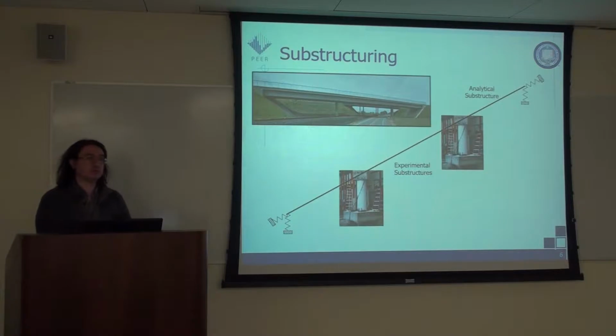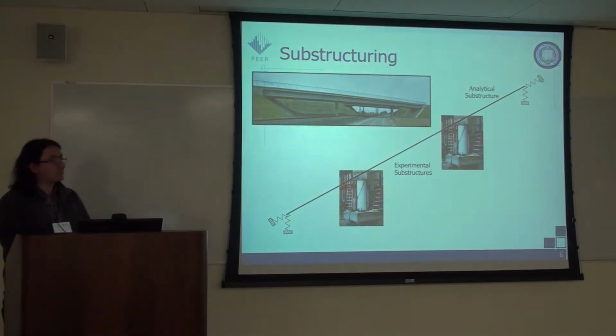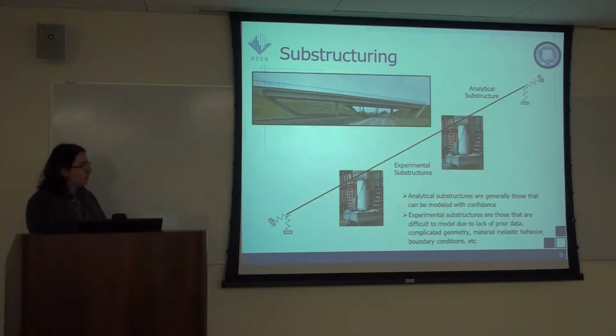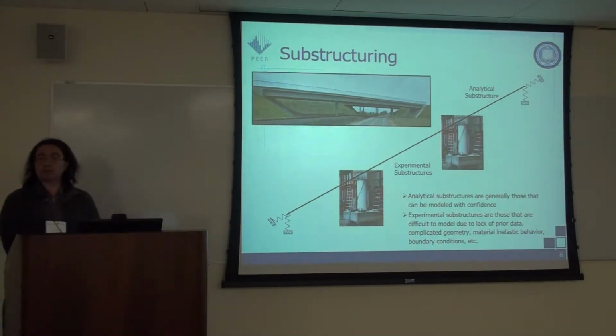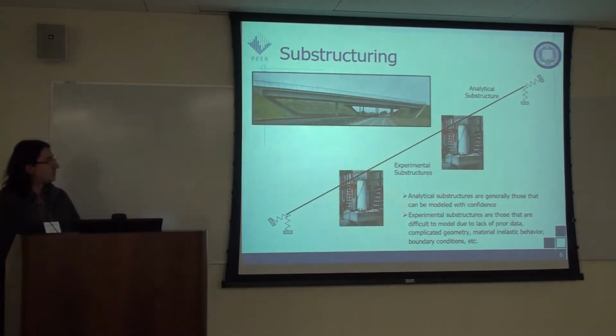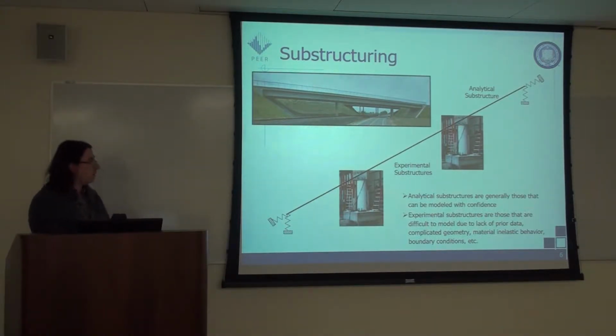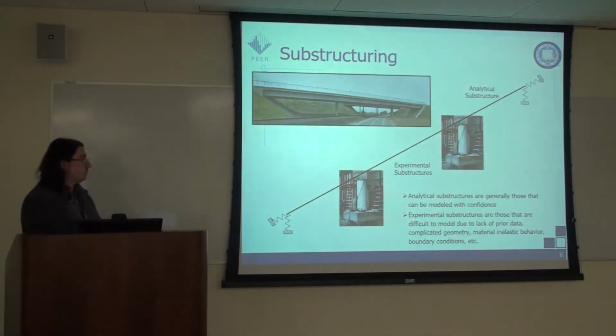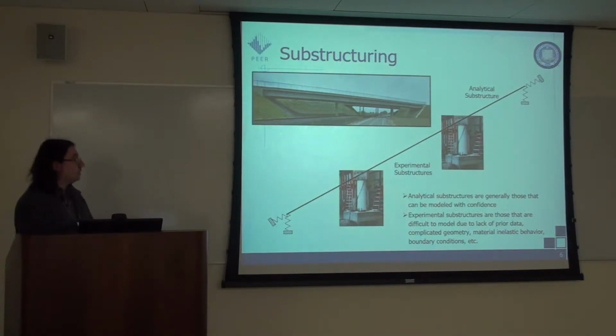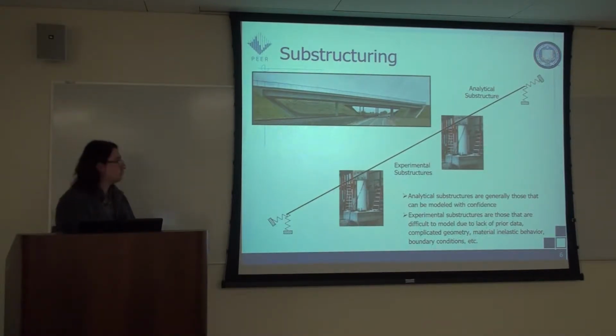Okay, starting with the substructuring, as has been shown in the previous talks, in hybrid simulation the structure is divided into experimental and analytical substructures. The analytical substructures are generally those that can be modeled with confidence. So we know what we are doing in terms of modeling, so we model them. On the other hand, experimental substructures are the ones that are difficult to model, and this could be due to various reasons, such as lack of prior data, complicated geometry, highly inelastic material behavior, and complicated boundary conditions, and so on.